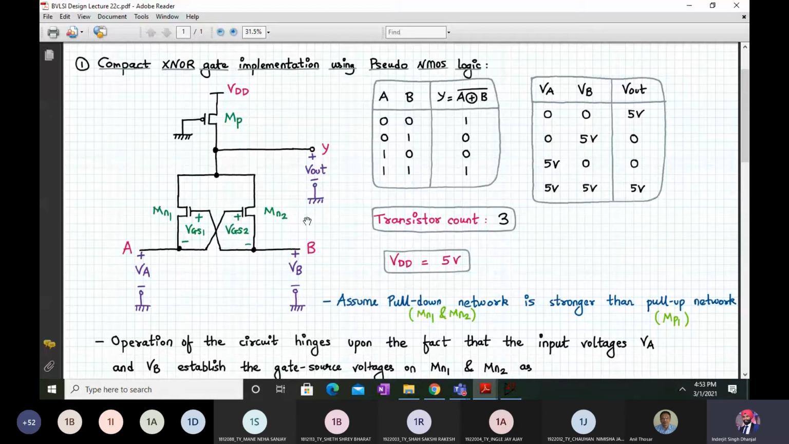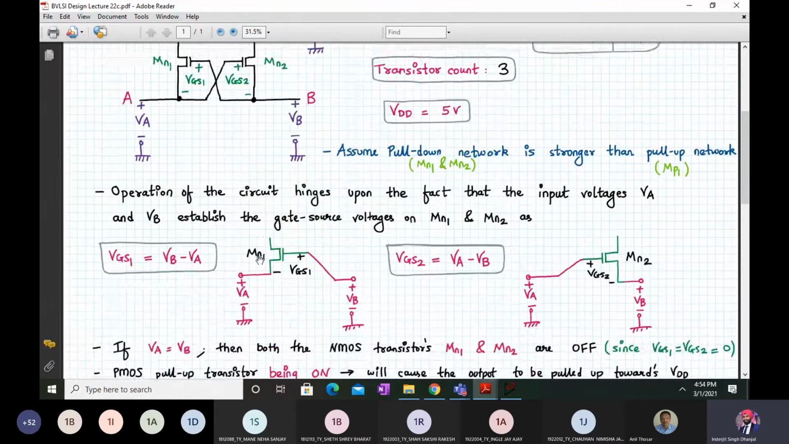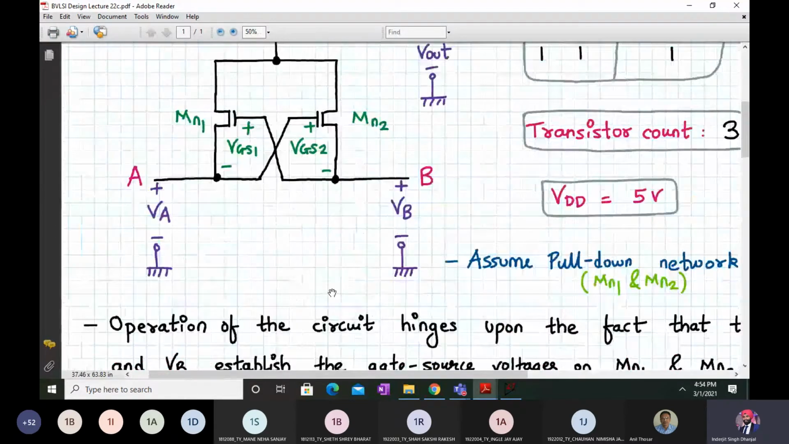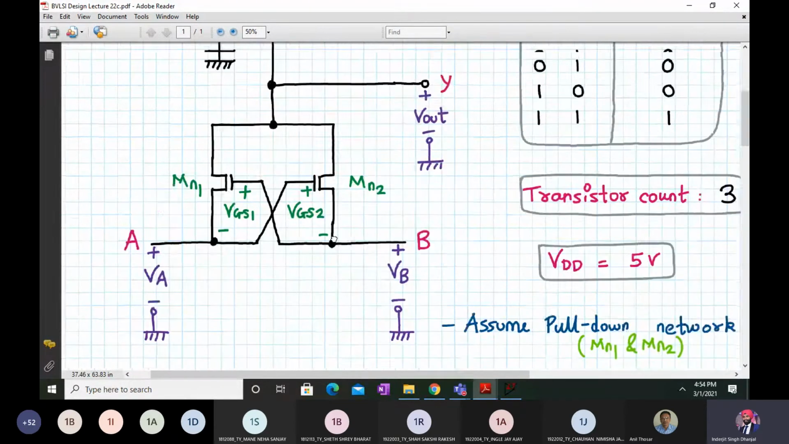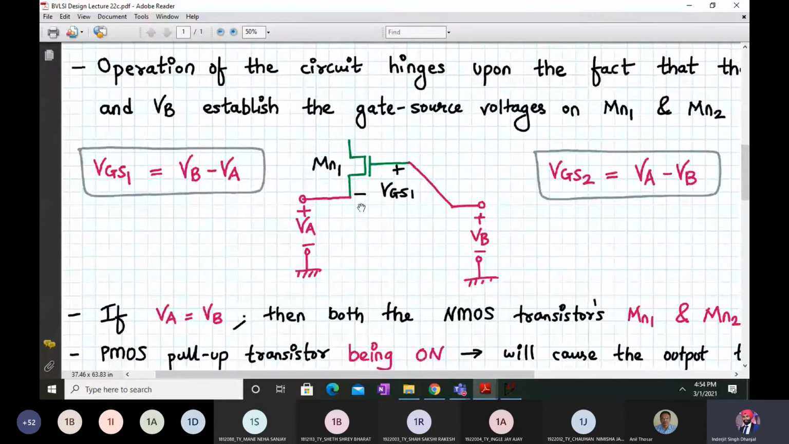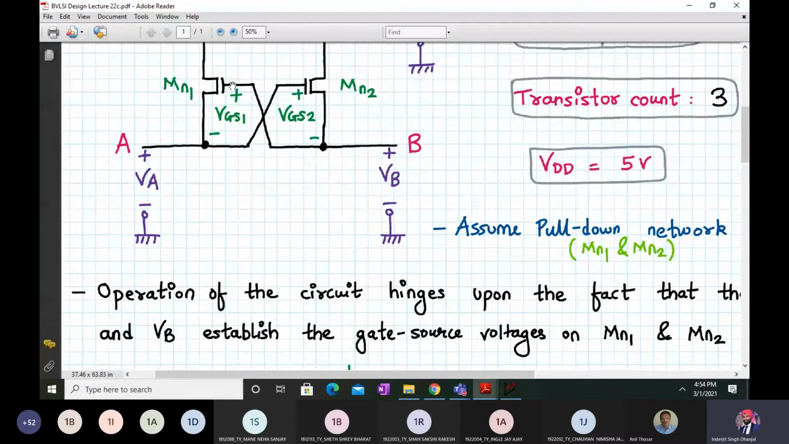So the entire functioning of this circuit is based on the fact that the input voltages VA and VB establish the gate to source voltage as follows. What I mean to say is something like this. Let me expand it. I'm drawing one section of the circuit over here. I hope that you all have noted this circuit down. So what is VGS1 over here? VGS1 will be VB minus VA. From the circuit diagram also you can see VGS1 is VB minus VA.